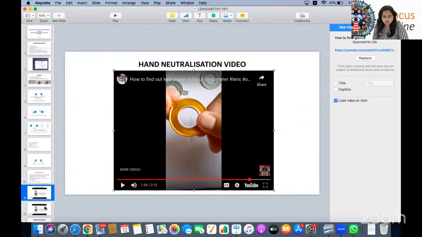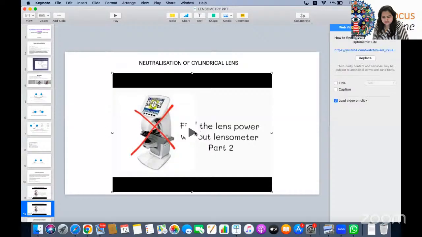Moving on to how we neutralize a cylindrical lens. This is a video showing the same.